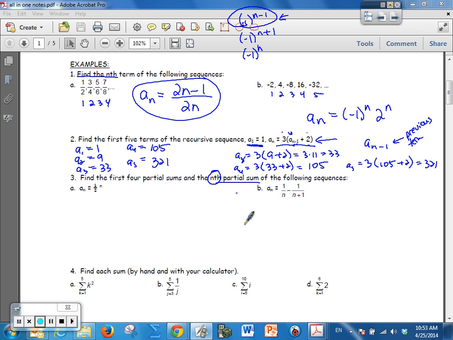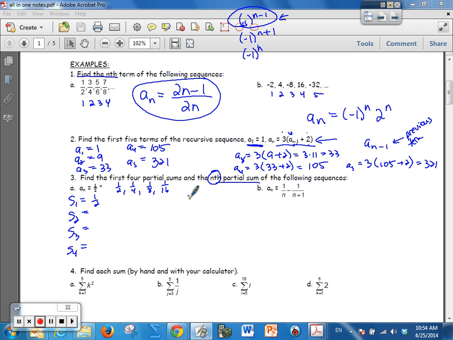So, let's do that. We're going to write the first four partial sums. So we're going to write sum 1, sum 2, sum 3, and sum 4. The first four partials. The first sum is just basically the first term, which is 1/2. Actually, it's probably helpful if I just write the terms out. So I have 1/2. The next term would be 1/4. The next term is 1/8. We need 4 terms. The next term is 1/16.